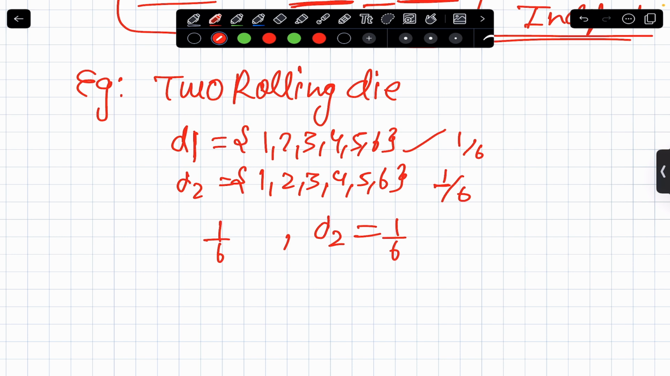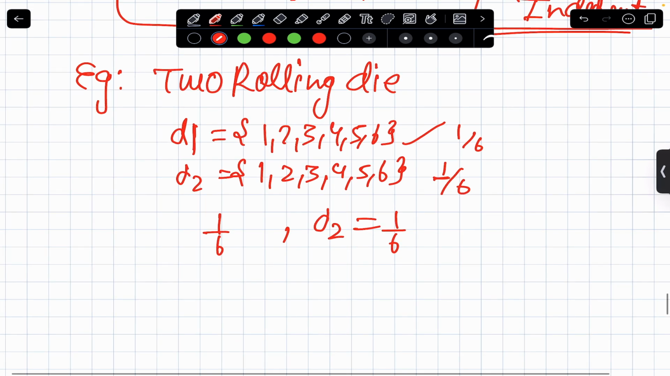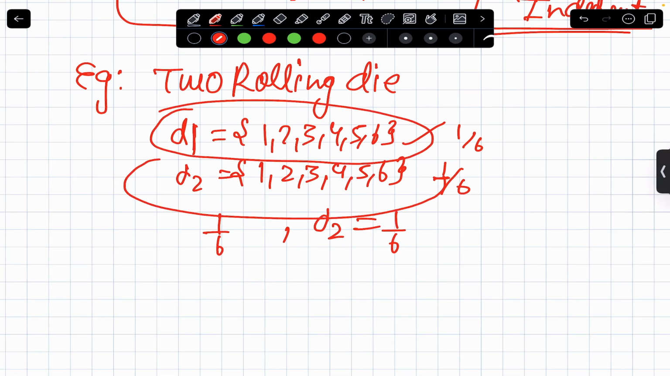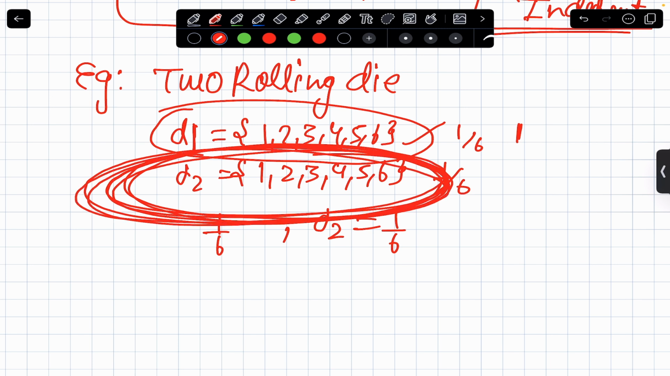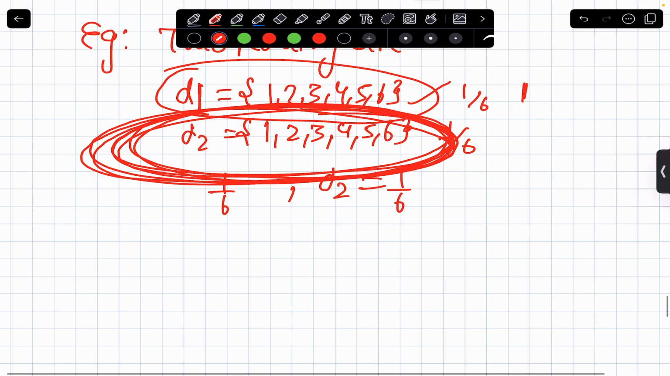Now, if these are independent, first tell me: does the outcome from the first dice change the outcome of the second dice? If 1 comes in here, does it affect the outcome of the second dice? No. You can try it on your own. If you get an outcome on one dice, does it change the outcome of the second dice? No, absolutely not. Then can we call these events independent? Yes, of course.